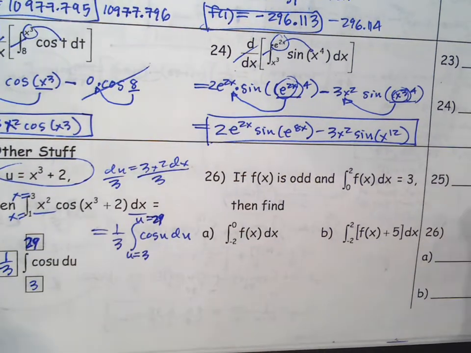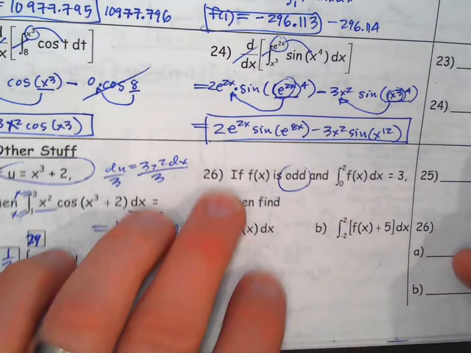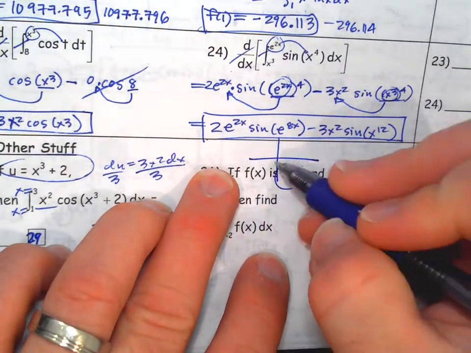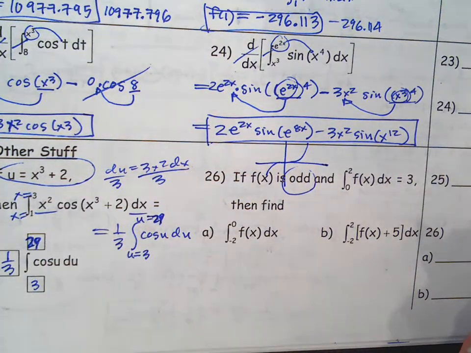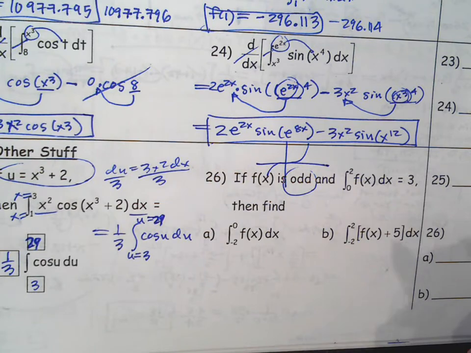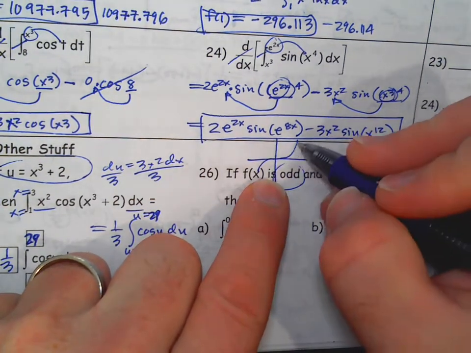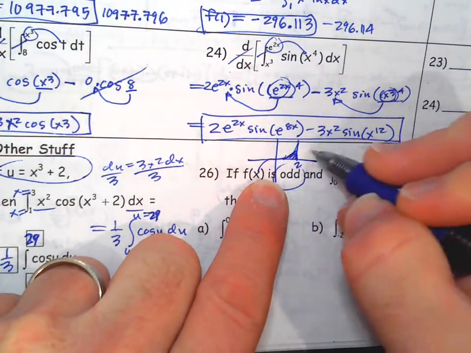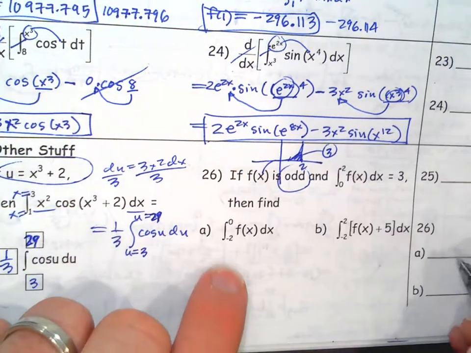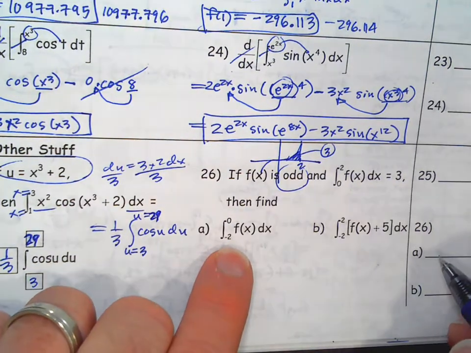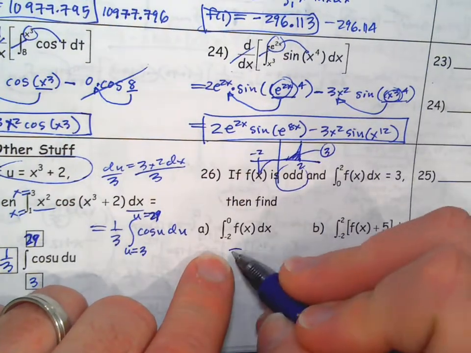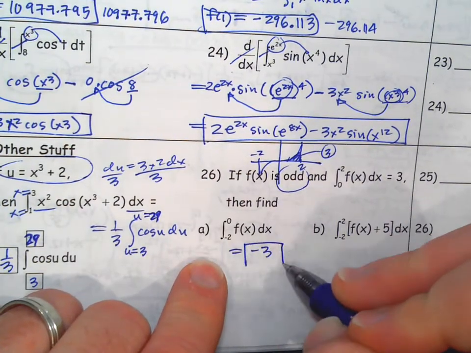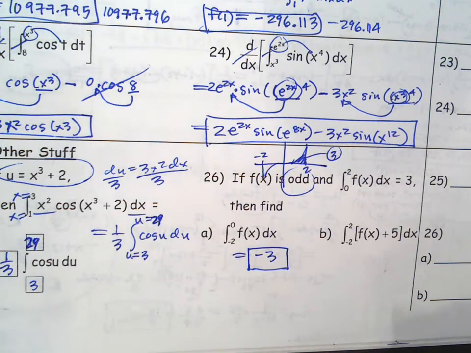26, if f of x is odd. So you might sketch an odd function, like a cubic or a sine curve. And it might just help you wrap your head around what we're doing. So 0 to 2, they're saying the integral from 0 to 2 is equal to 3. Okay. Then from negative 2 to 0 over here, well, that would have to be negative 3 because it's an odd function. You get the same area, but it's going to be opposite sign.